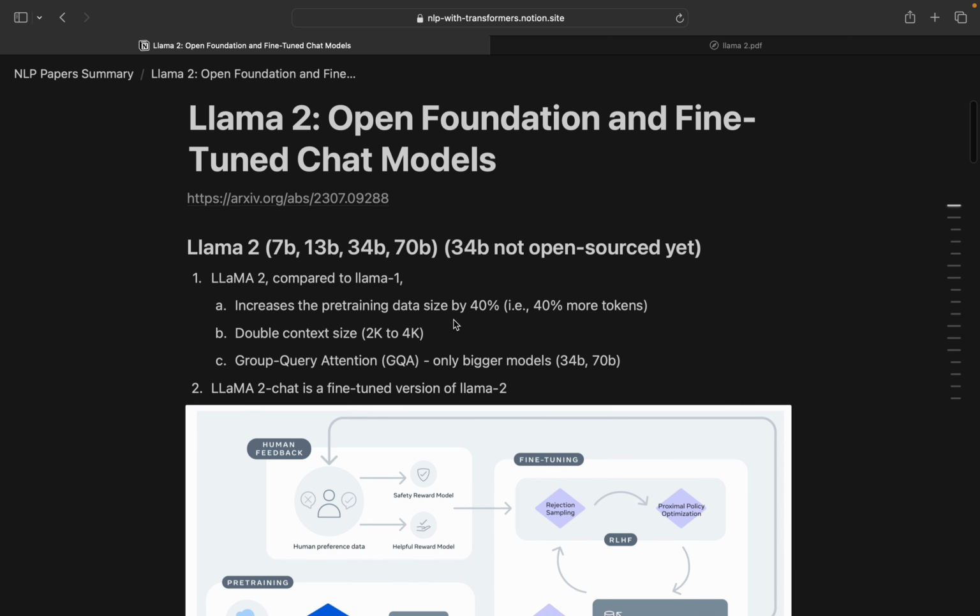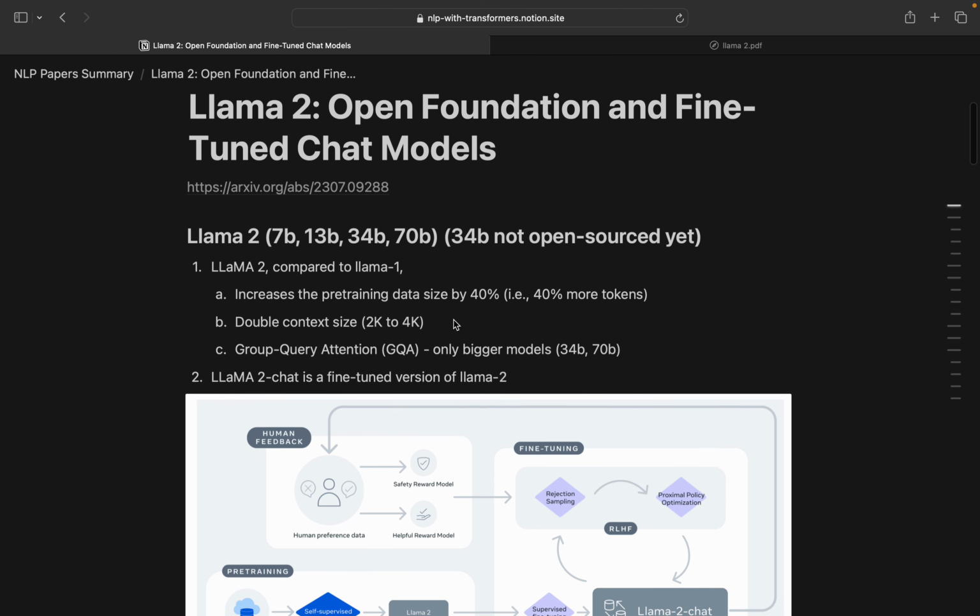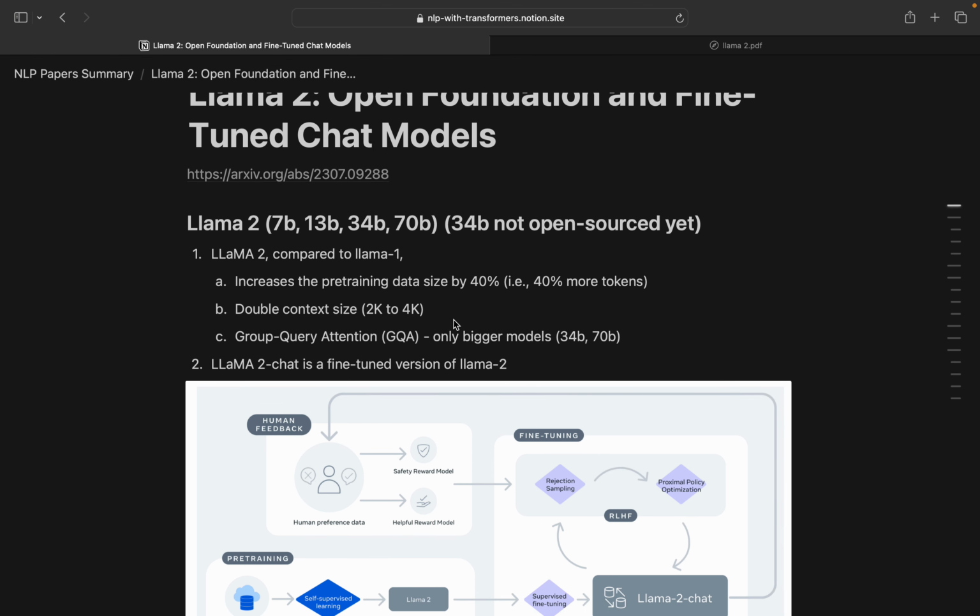When it comes to the architecture, LLaMA 2 has some differences from the previous version, LLaMA 1. The differences are very minute; more or less they have kept the architecture the same. One of the differences you can observe is the pre-training dataset.